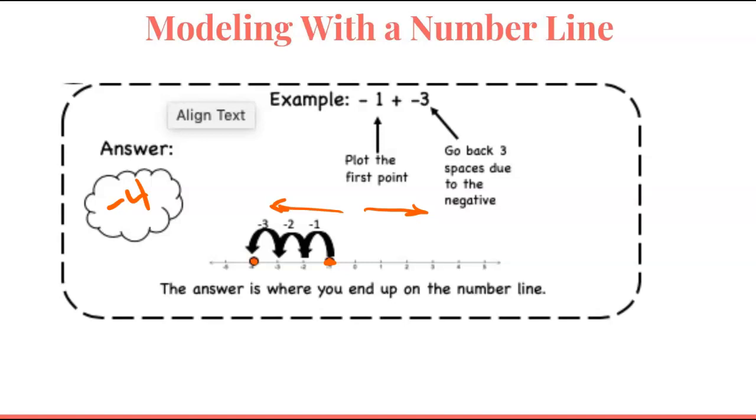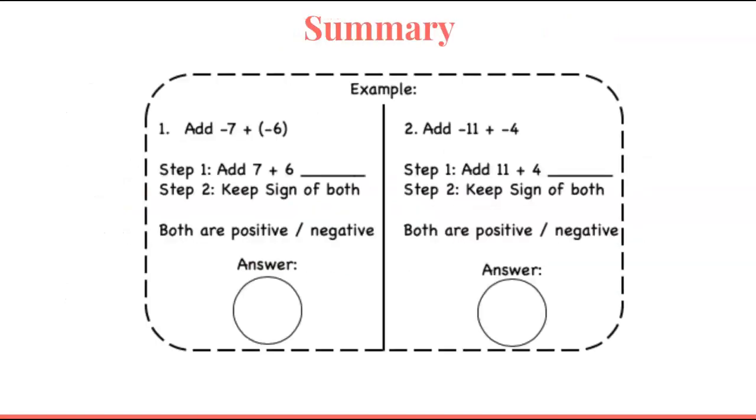Let's take a minute and just kind of wrap up what we went over. So we can kind of summarize this with a couple different examples. So the first one says add -7 plus -6. First thing I want to do, add the absolute values. So I just add 7 plus 6, which is 13. So I want to write my 13. I want to keep the sign of whatever both numbers share. They are both negative, so that means my answer is -13.